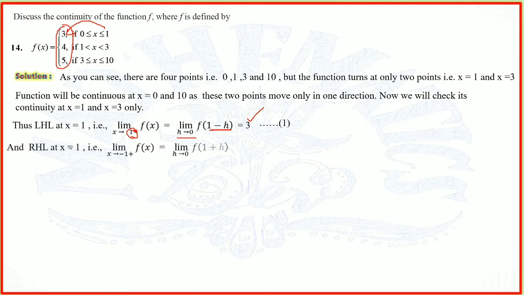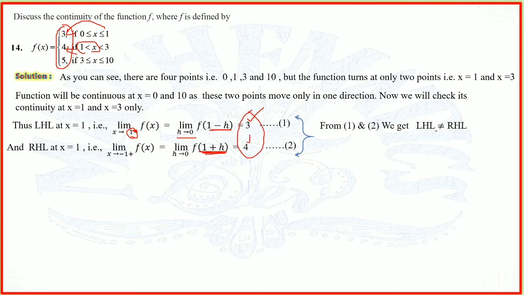Okay, next we'll mark this as 1 and move towards the right hand limit. The right hand limit at x is equal to 1 plus f of x. Now we'll put 1 plus h. When x is greater than 1, at this point the value of the function is 4, so it is 4, equation number 2. Now as you can see, the left hand limit is not equal to the right hand limit. From 1 and 2 it is clear, therefore the function is not continuous at x is equal to 1.